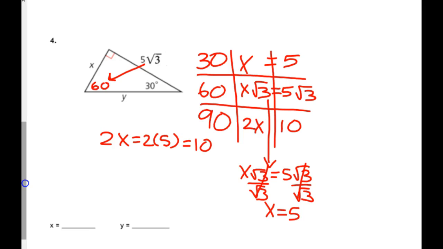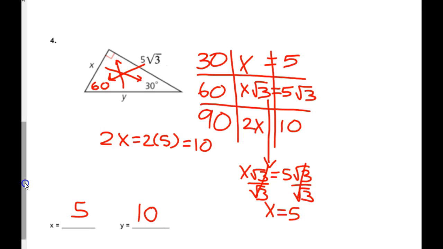Last class, someone said, Mr. G, this one's just like number 1. It's not exactly like number 1 because we started from a different side, okay? But you do get the same answer. It matters where you start from, though. So, x is across from 30, 5, and y is across from 90, 10. Okay, now that's it for the notes.